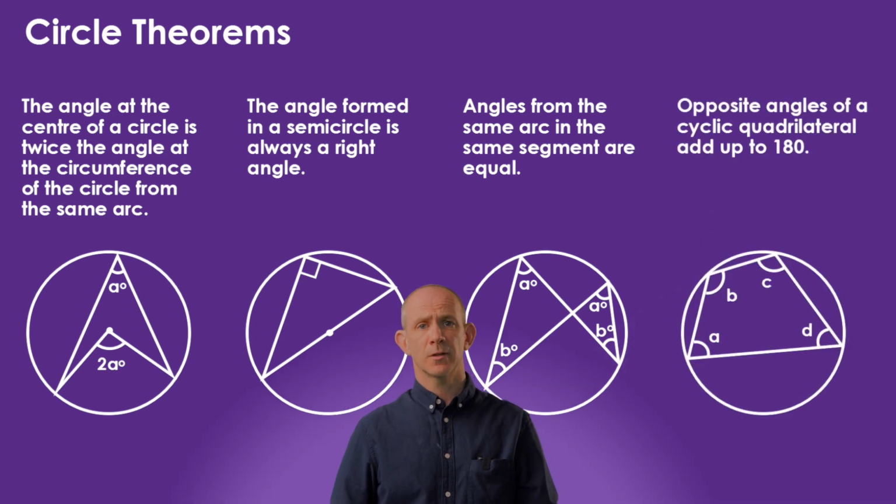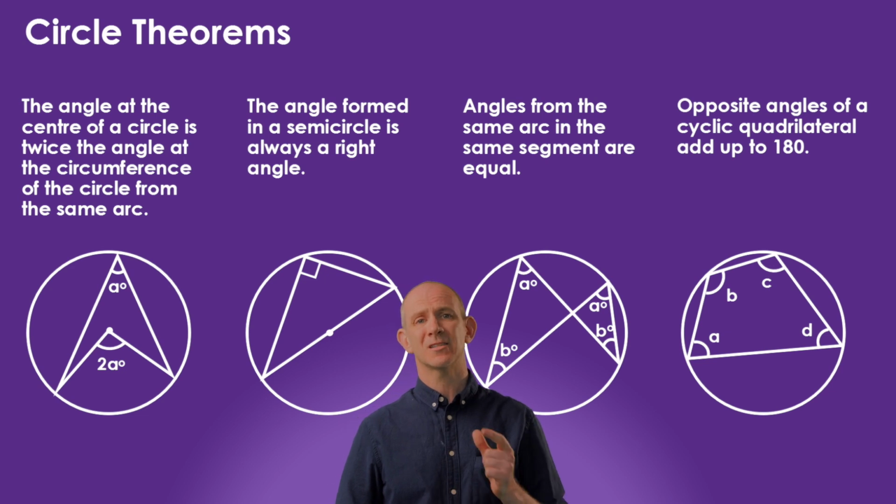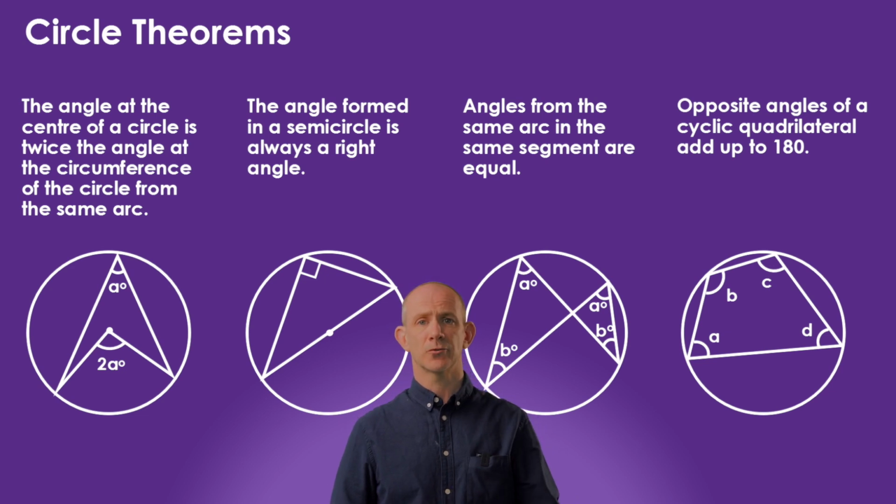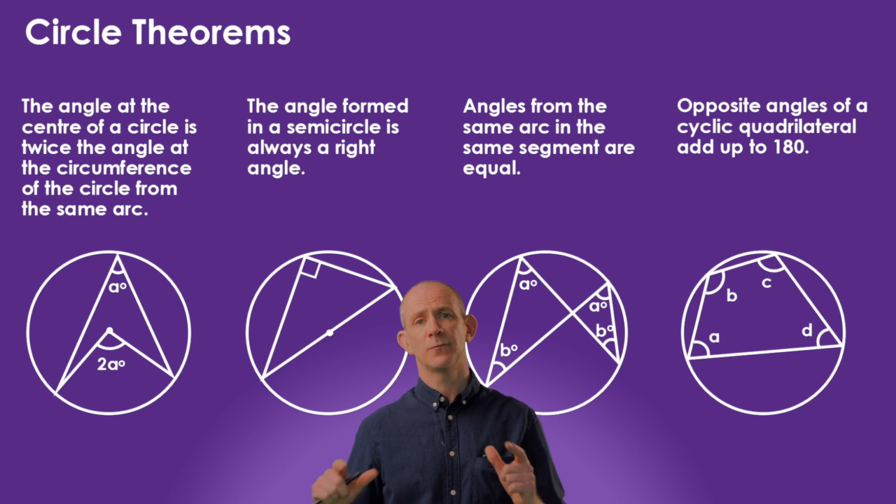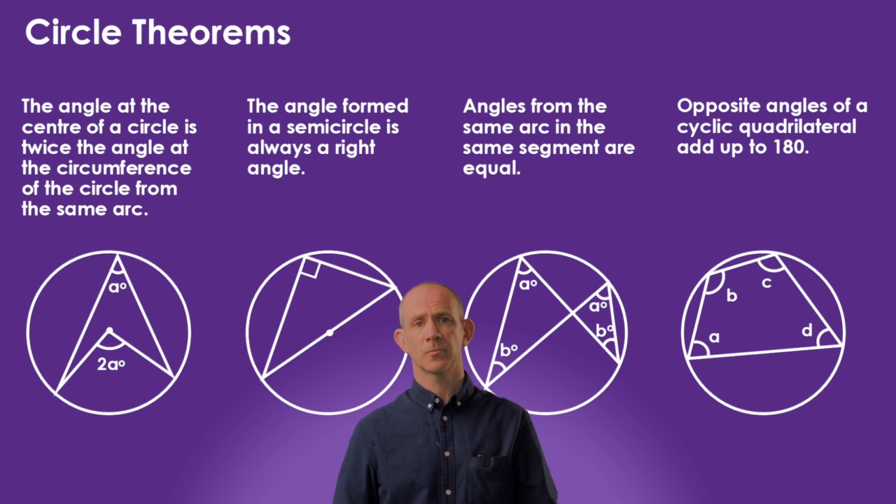This fourth theorem states that the opposite angles of a cyclic quadrilateral add to 180. This means a four-sided shape within the circle. So in this example, A plus C will equal 180 and B plus D will equal 180.